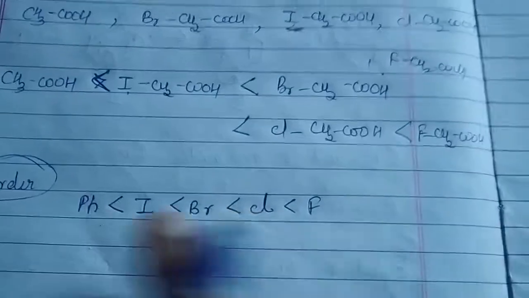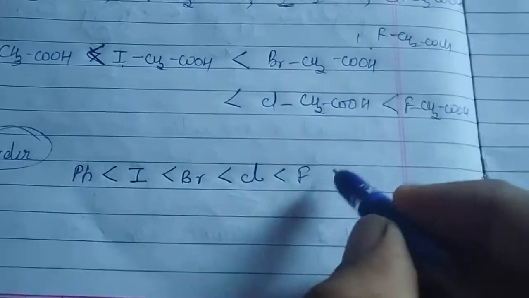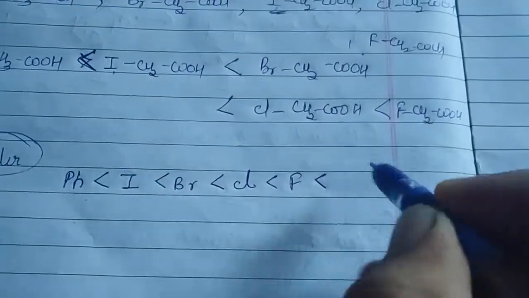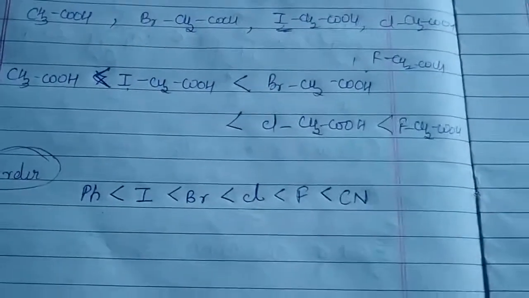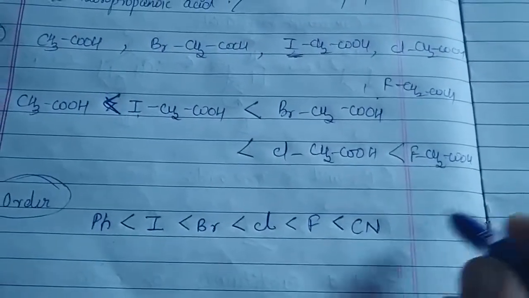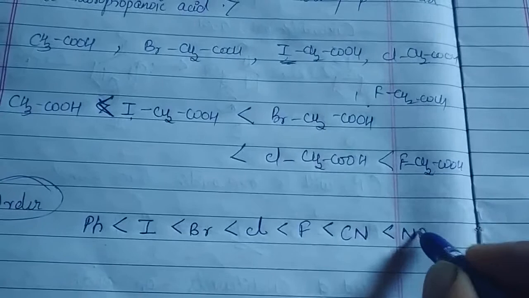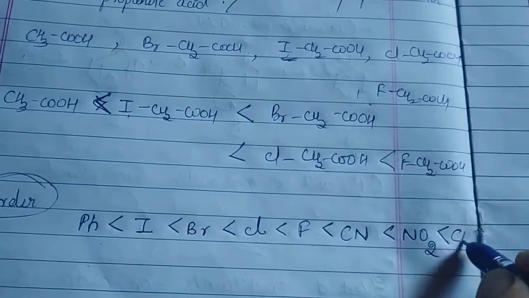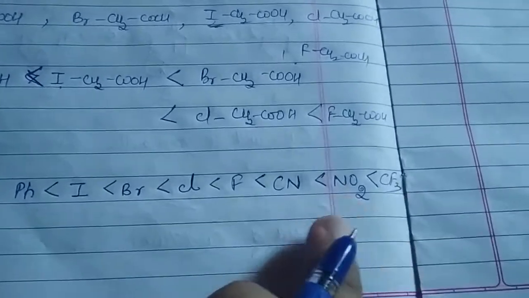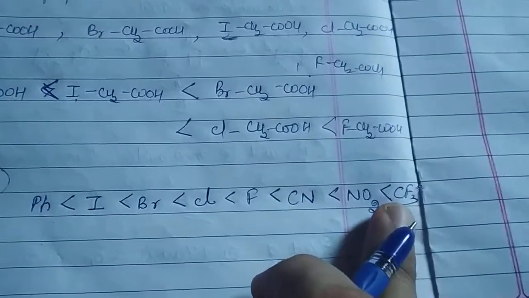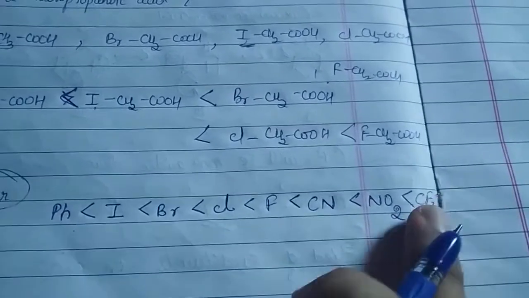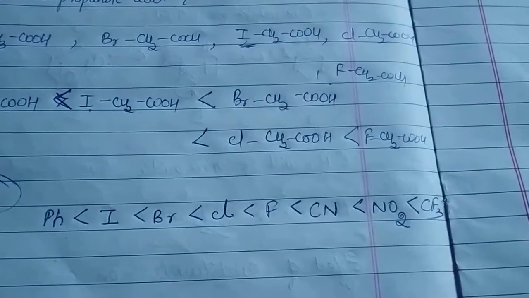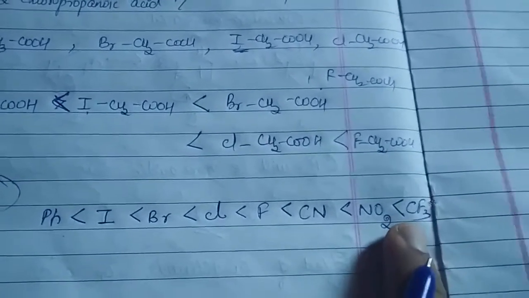Now comes the major aspects. Then is your Cl. CN is also an electron withdrawing group. Then is our NO2, nitro group. Remember, the highest acidic strength will be for the compound to which a CF3 group is attached. That means CF3 has the highest electron withdrawing tendency.